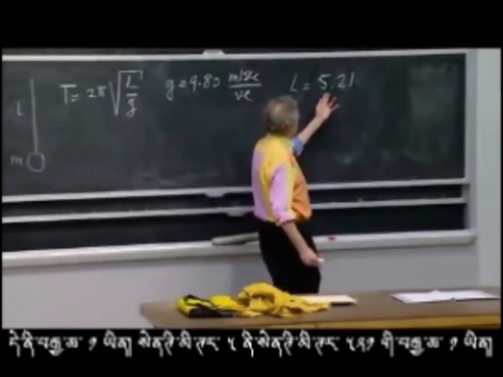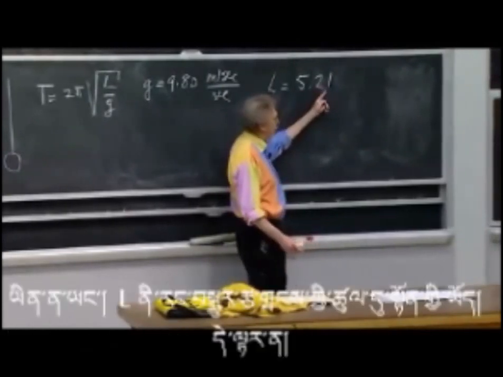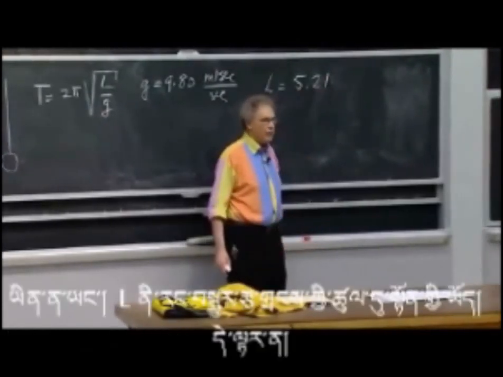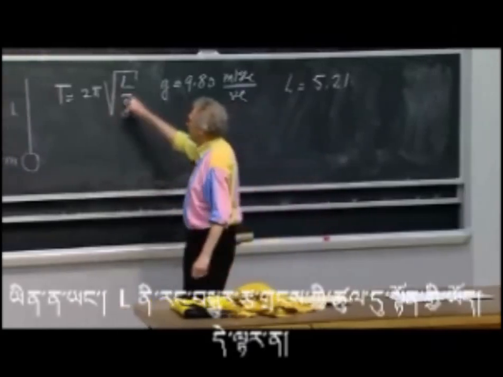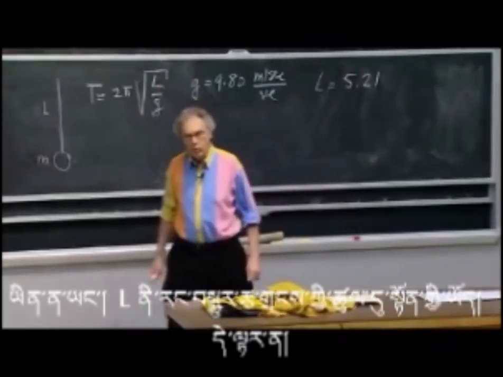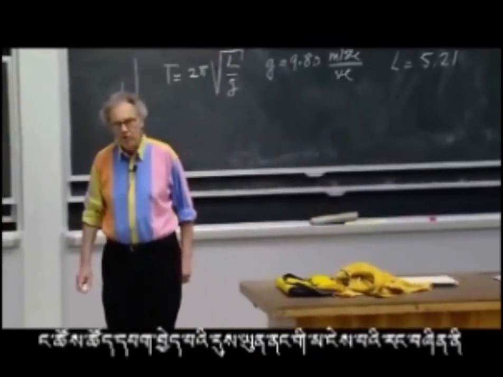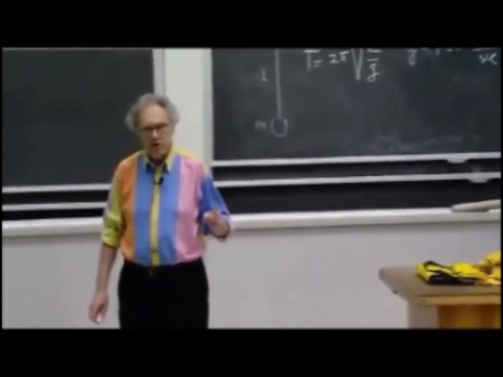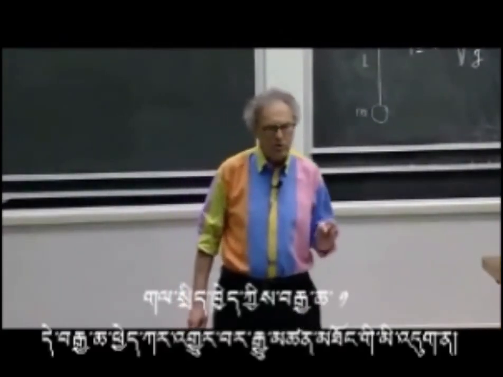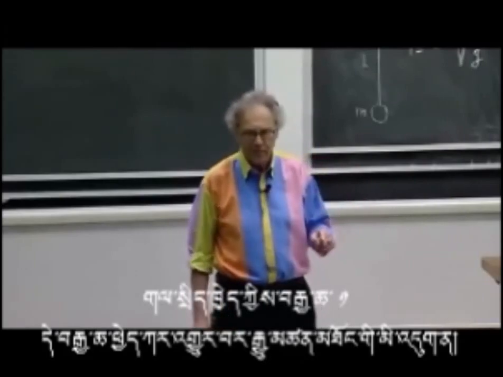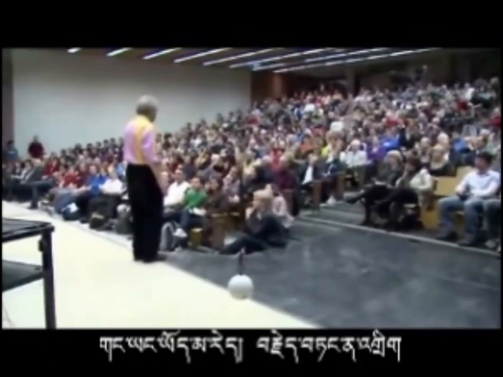That is 1%, 5 centimeters is 1% out of 521. But since L only shows up as the square root, it means the uncertainty in the time that we predict is only 0.5%. And if you don't see the reason why the 1% becomes 0.5%, that's okay, then just forget about it. You take my word for it.